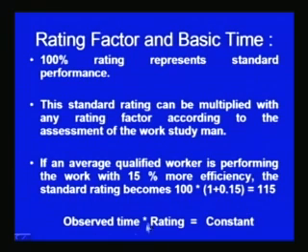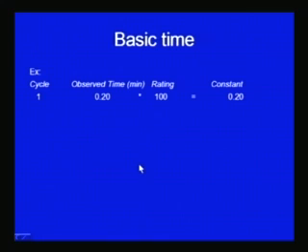The observed time represents the time which is actually being timed by the time study man during the study, while the rating factor indicates the rating which has been assigned by the time study man to the worker as far as the rate of his working is concerned. So, theoretically the product of the observed time and the rating factor becomes a constant. We can see this with an example: if the observed time is 0.2 minute and the rating is 100%, then the product of the two will be 0.2, and this 0.2 will be constant.